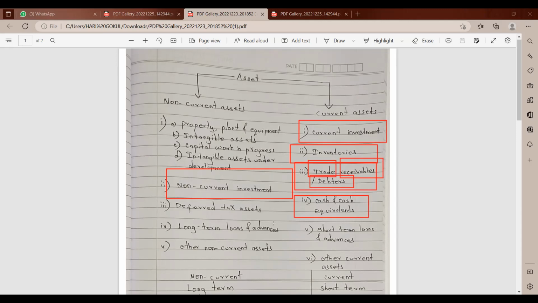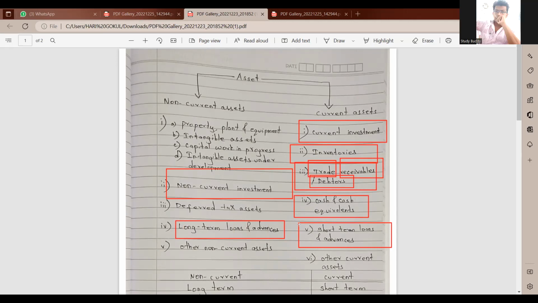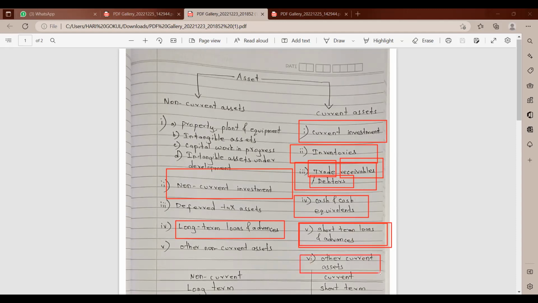Okay, just an example. And the fifth, short-term loans and advances. If you gave the loan for long-term, it will come under the classification of long-term. No, if it is less than 12 months, it will come under the classification of short-term loans and advances. If it satisfies the definitions, then state it as other current assets.